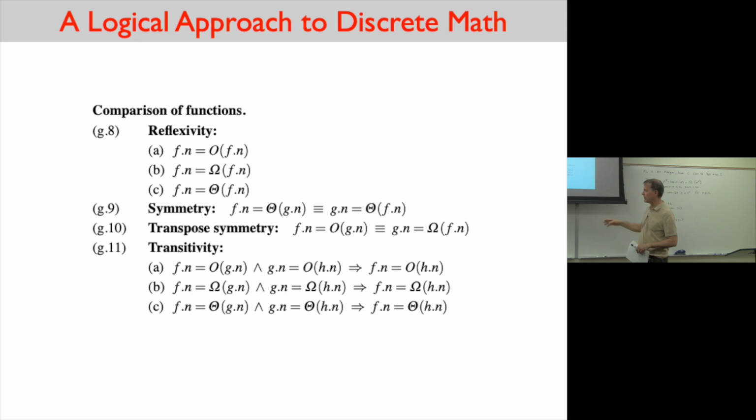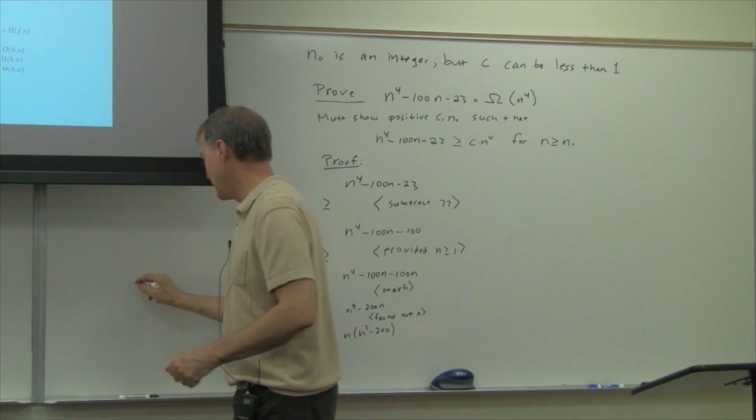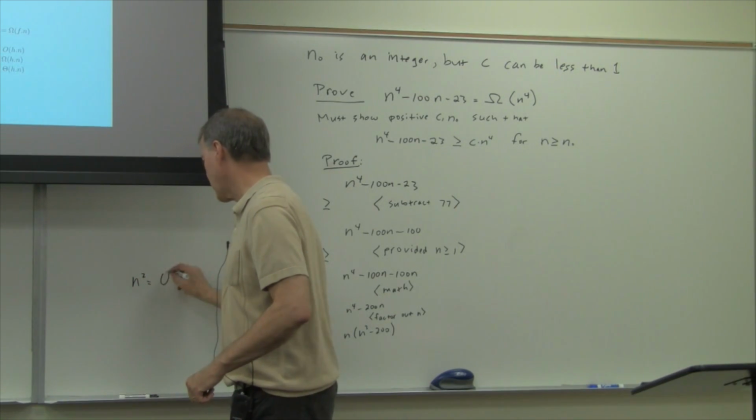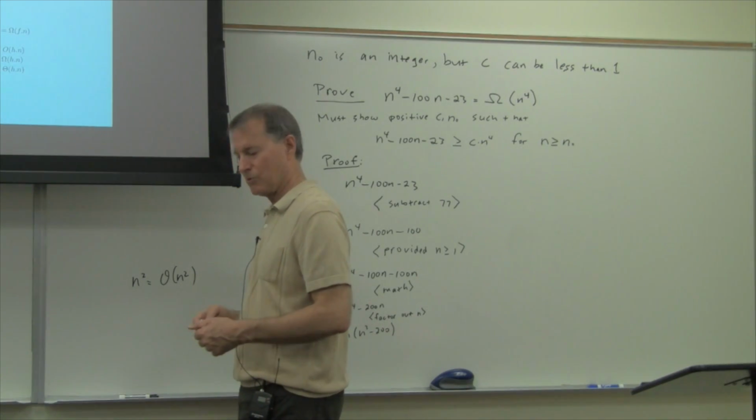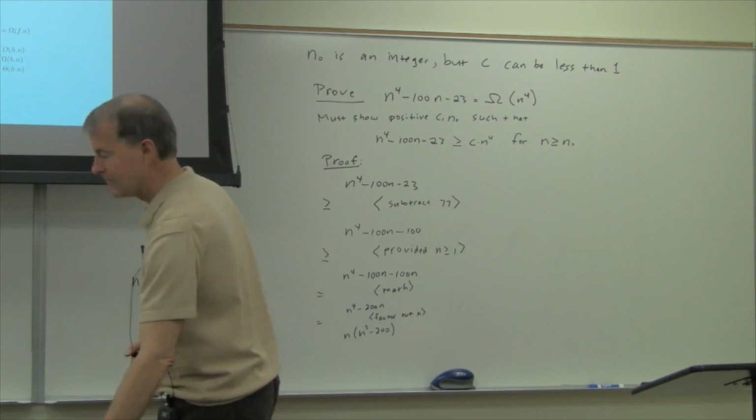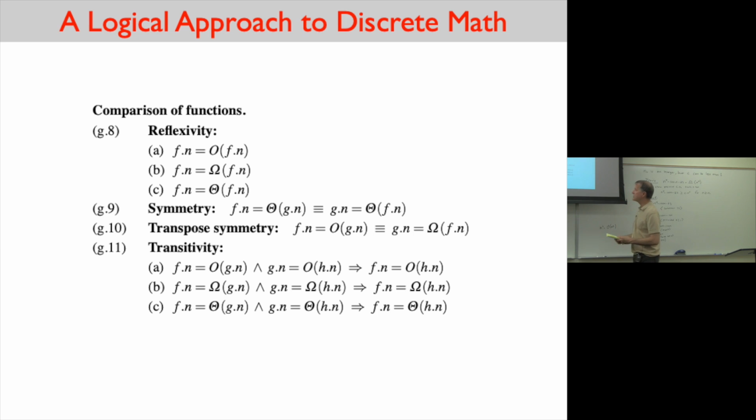Because remember, the inequalities are less than or equal to, greater than or equal to. So if it's equal to it, then a function is its own bound. An example of this would be n squared is big O of n squared. I mean, that's trivial to prove, right? And we also have symmetry.